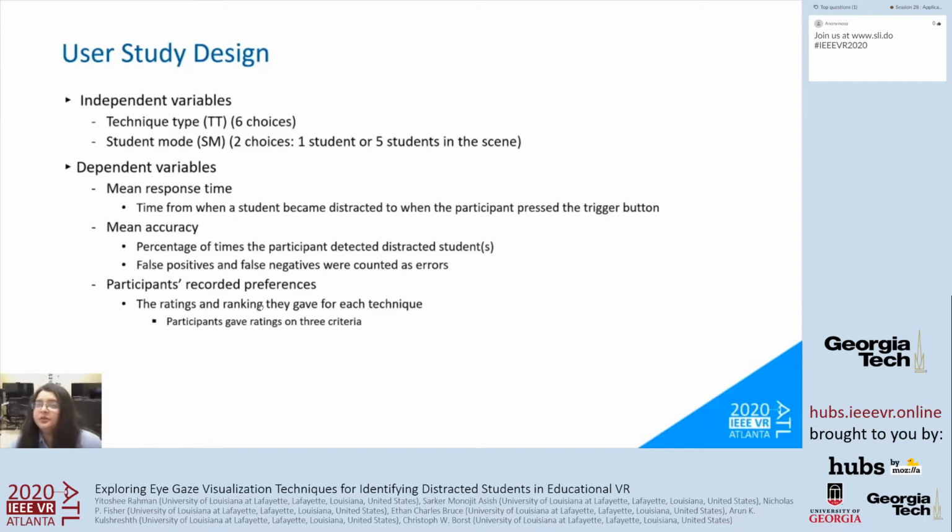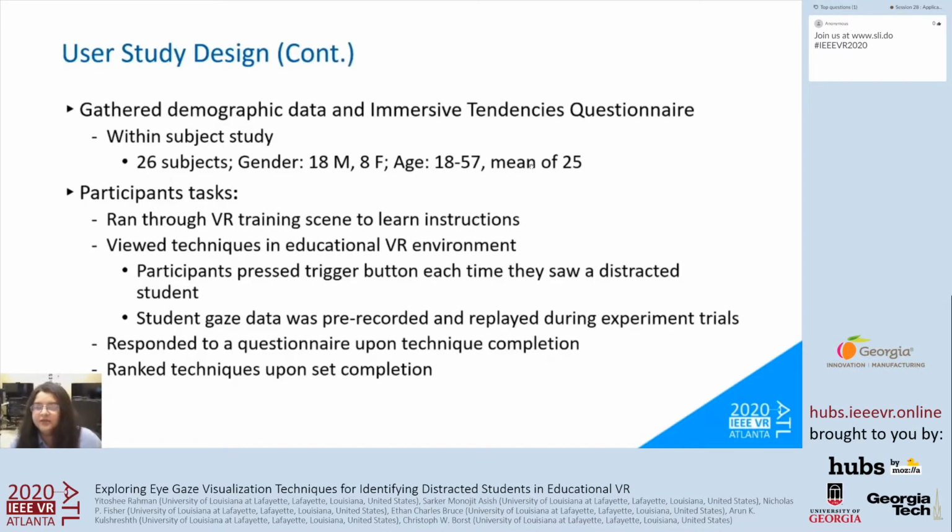Participants gave ratings on a 7-point Likert item for 3 criteria, which will be discussed later. We also asked the participants to rank the techniques based on their performance for both single and multiple student cases. At the start of the study, we gathered demographic data and asked the subjects to fill out an immersive tendency questionnaire. Our study was a within-subject study with 18 males and 8 females in the age group of 18 to 57 with a mean of 25 years.